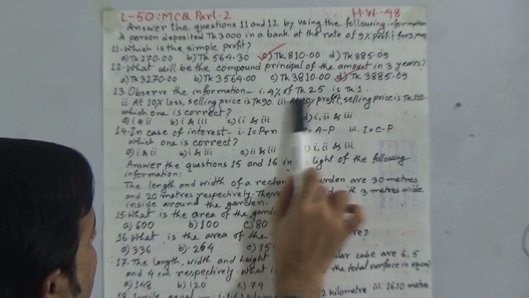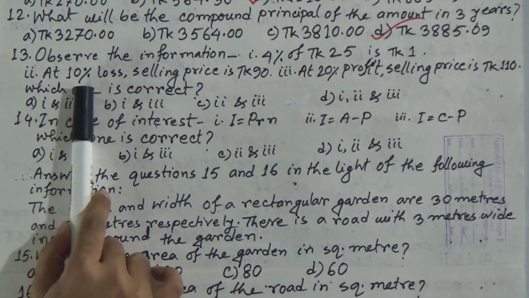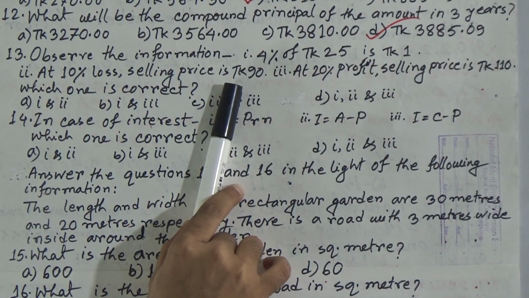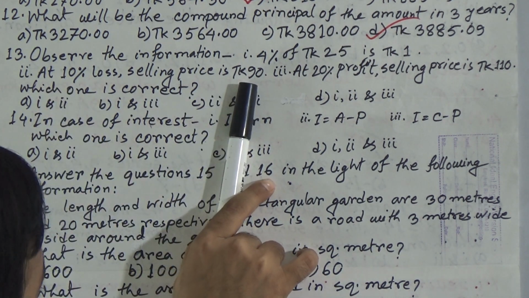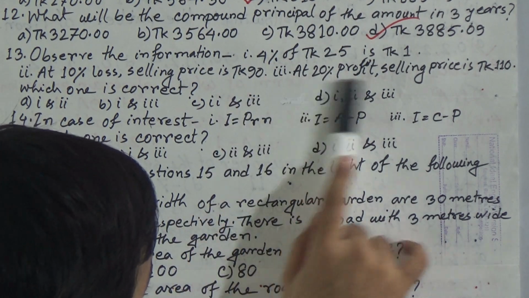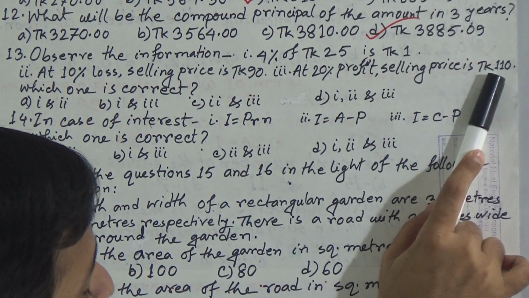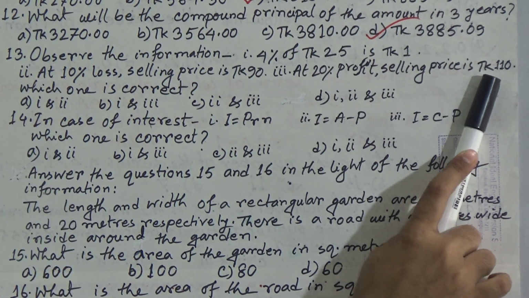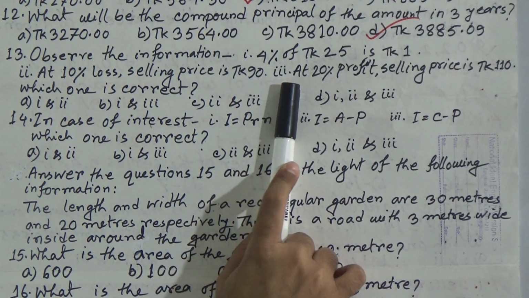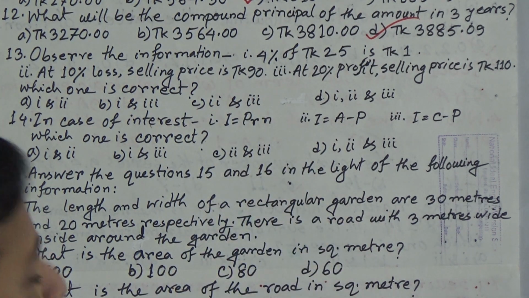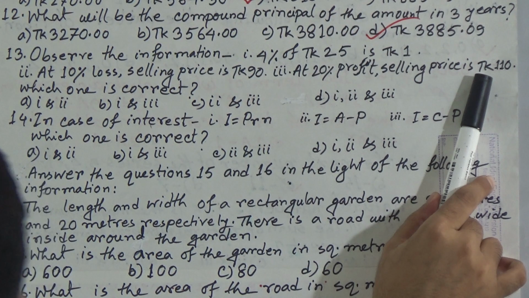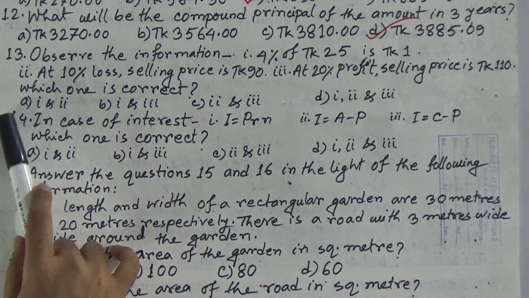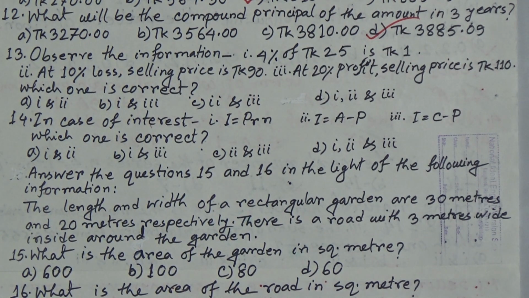Now 2, at 10% loss, selling price is 90 taka. As loss is 10%, when the cost price will be 100, the selling price will be 90. So this one is also correct. Now 3, at 20% profit, selling price is taka 110. No, if the cost price is 100 and as 20% is profit, we have to add 20 with 100, that will be 120, but here 110 is given. So 3 is false. So 1 and 2 are correct. So the first option, 1 and 2, is our correct answer.